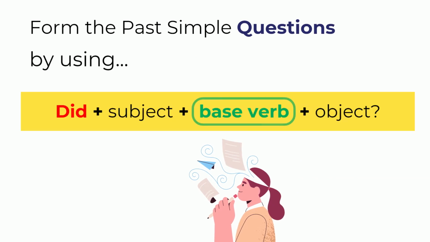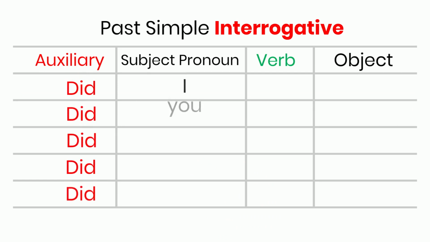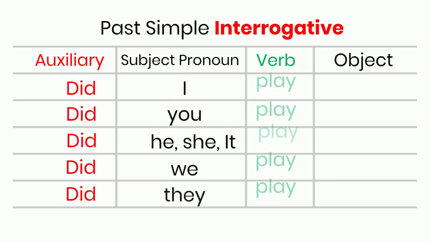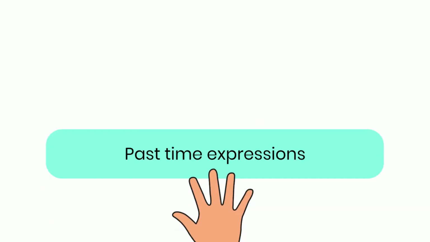Form the past simple questions by using did plus the subject, the base verb, and object. Did I play tennis? Did you play tennis? Did he, she, it play tennis? Did we play tennis? Did they play tennis?